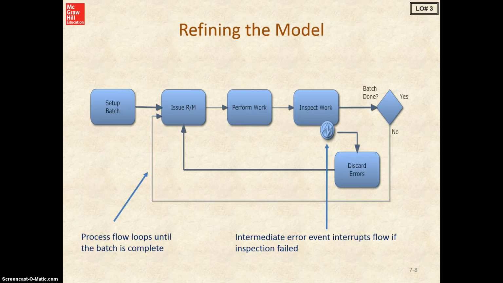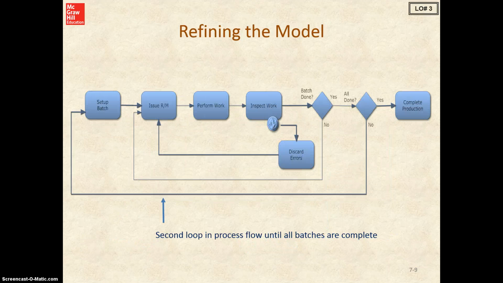If we refine the model with process flow, we set up the batch, we issue raw materials, we perform work and inspect work, and we discard errors to issue new raw materials. Is the batch done, yes or no? So we see that process flow loops until the batch is complete. An intermediate error event interrupts the flow if the inspection failed. This second loop in the process, asking if we are all done, is a process flow that continues until all batches are complete.